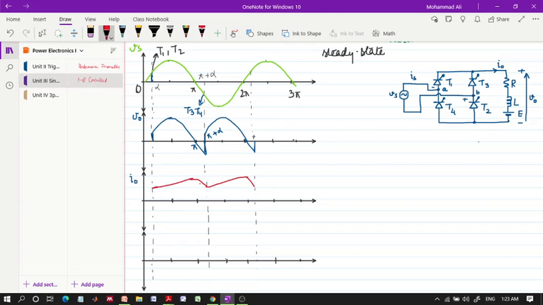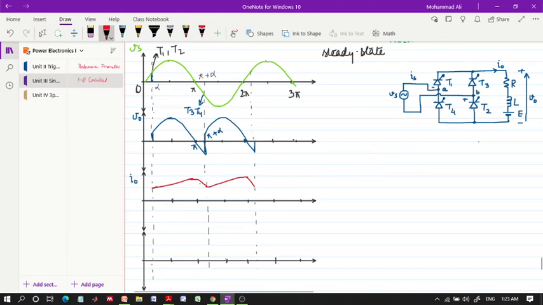Like earlier, in this zone, the current was rising in T1 and T2 up till pi, then it was falling from pi to pi plus alpha through T1 and T2 only. Here we are starting conduction of T3 and T4. The current will start rising in T3 and T4, and as soon as it is reverse biased, the current will start falling through T3 and T4 itself. Okay, and at this point again T1 and T2 will be turned on and T3 and T4 will be completely shut off. Right, now you see that there is a ripple in this current, right?